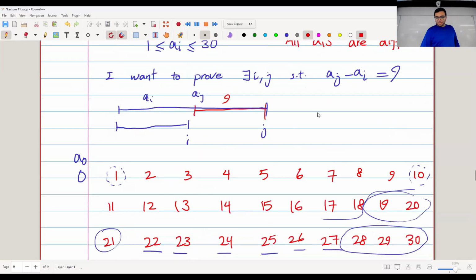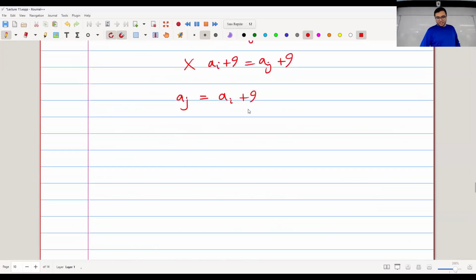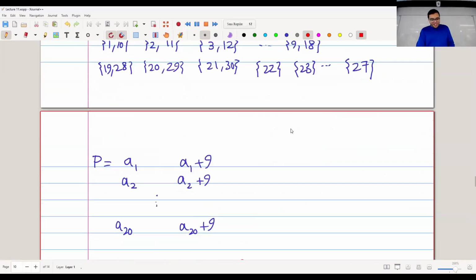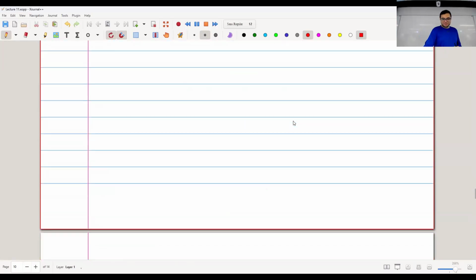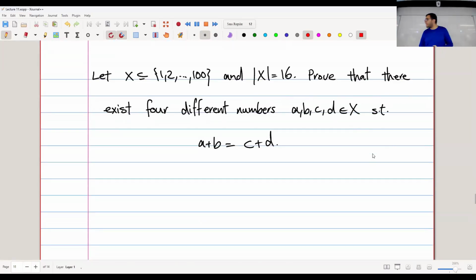Right? Remember, this is exactly what we wanted. We wanted to say AJ minus AI is 9, and this is exactly the same. AJ minus AI is 9. Okay, so you can do the painful way, or you can do this way. Great. Let's look at another.